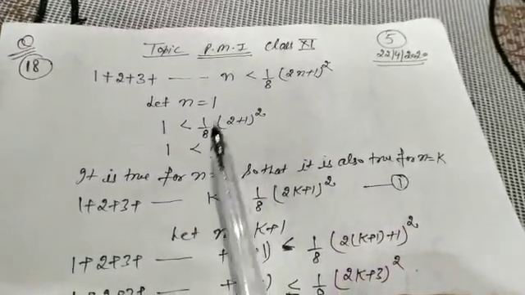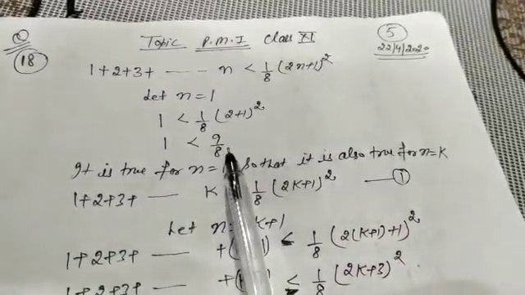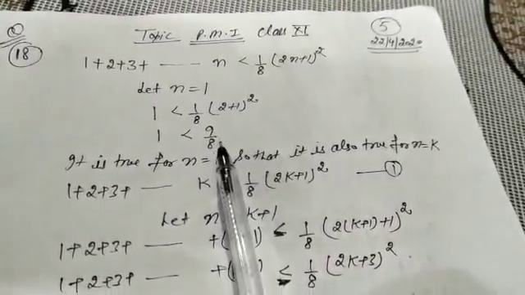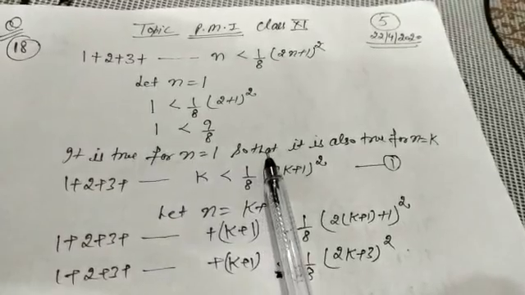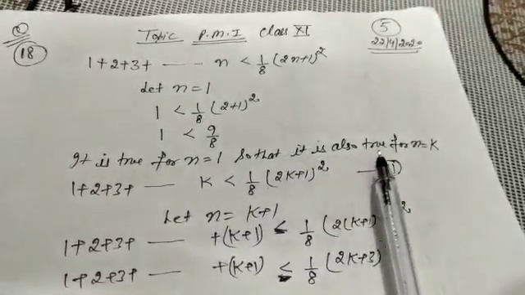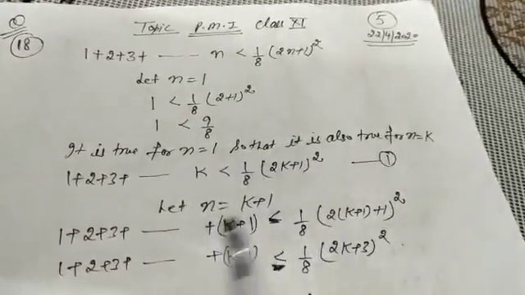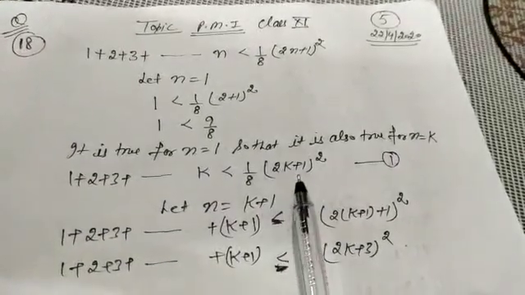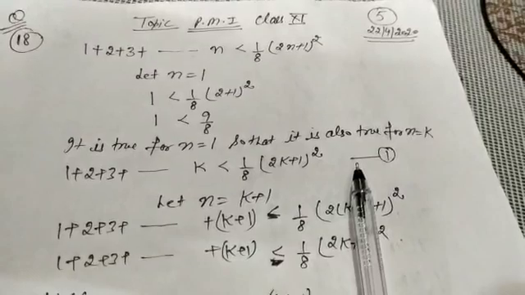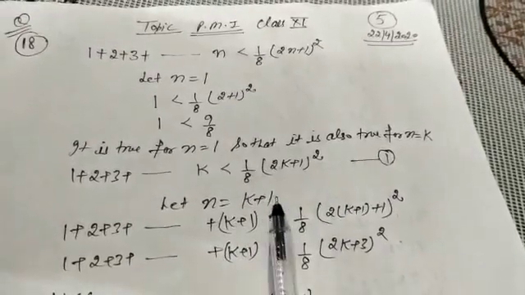For n equals 1, you will observe the result is 9 by 8. Definitely 9 by 8 is greater than 1. So the result is true for n equals 1. On that basis we can say it is also true for n equals k. Now replace n by k, you will get this equation number 1. Now let n equal k plus 1.